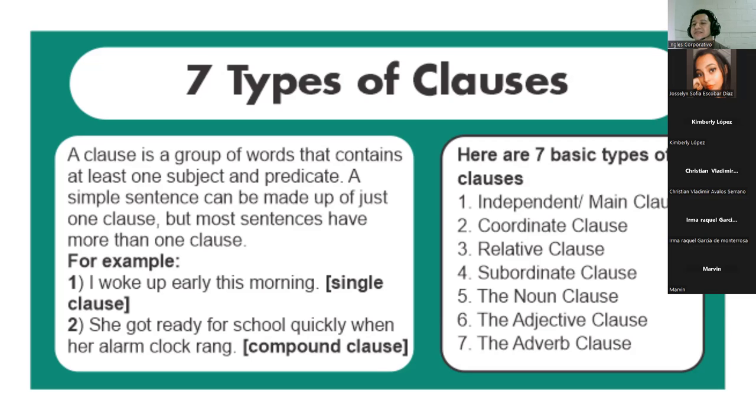And a clause is a group of words that contains at least one subject and a predicate. A simple sentence can be made up of just one clause. Una oración solo puede tener una clause, ¿verdad? But most sentences have more than one. For example, I woke up early this morning. Me levanté temprano esta mañana. Esa solo es una clause. Number two, she got ready for school quickly when her alarm clock rang. That is a compound clause, right? Porque ahí tenemos varias clauses. She got ready for school y her alarm clock rang. So you see, we have two clauses there. It's compound.